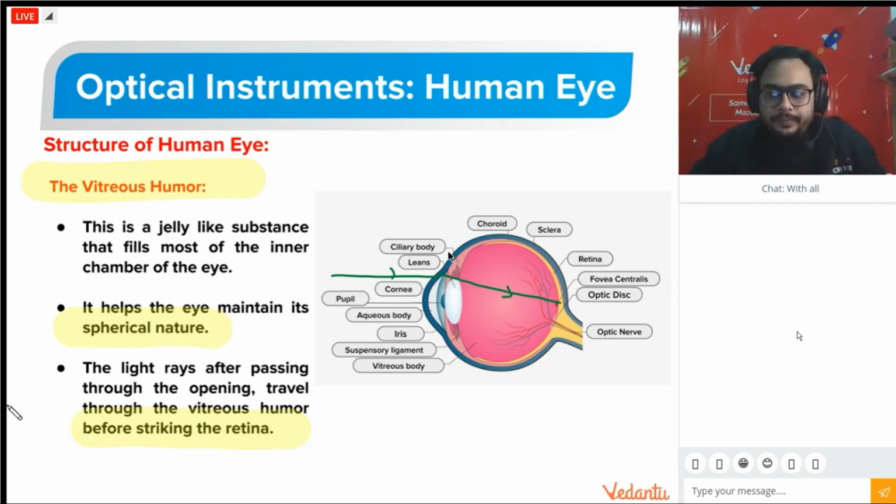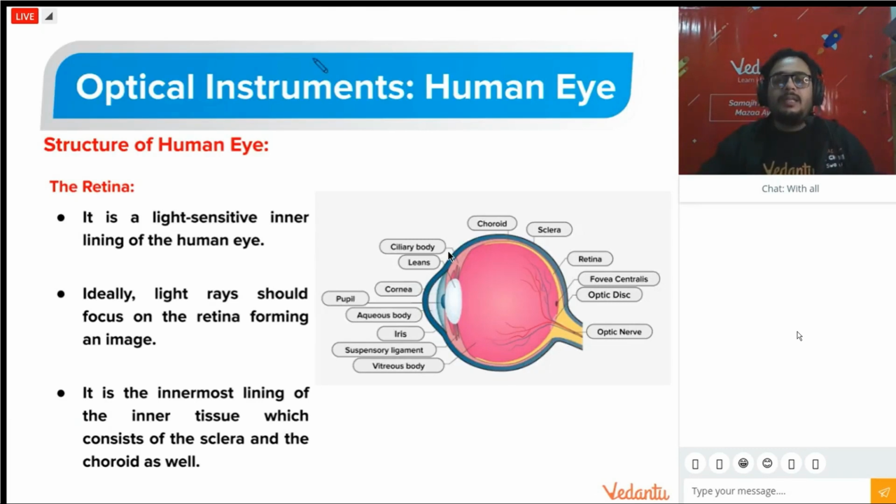Is that clear? Next thing is called the retina, the most important part. The light sensitive inner lining of the human eye. Look at the diagram. This is the retina. You can see here, the innermost lining. Ideally, light rays should focus on the retina to form an image.